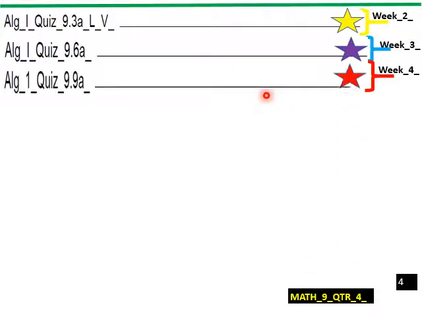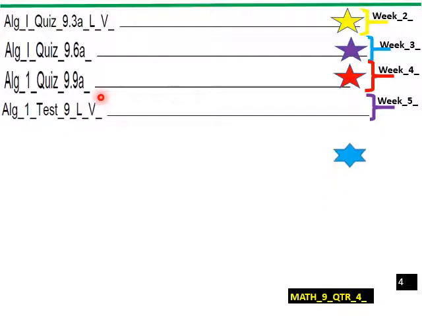And then week 4, quiz 9.9 happens during week 4 here. And then week 5, we have a test for chapter 9. We will have a test for chapter 9 during week 5.